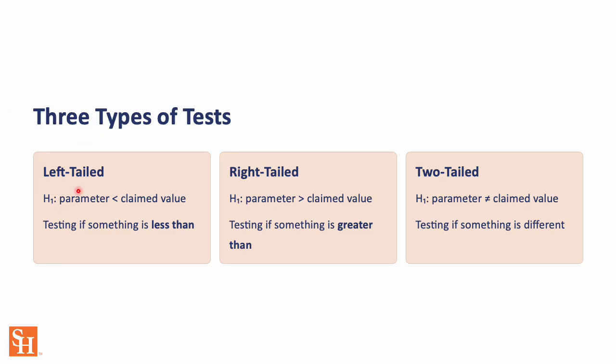So to summarize, for a left tail test, the alternative hypothesis is that the population parameter is less than some claim value, and for a right tail test we test whether our population parameter is greater than some claim value, and for a two tail test we test whether our population parameter is different from the claim value, right? So this is basically the difference between the left tail test, right tail test, and two tail test. I think now it is clear to all of you what we mean by left tail test, right tail test, and two tail test.